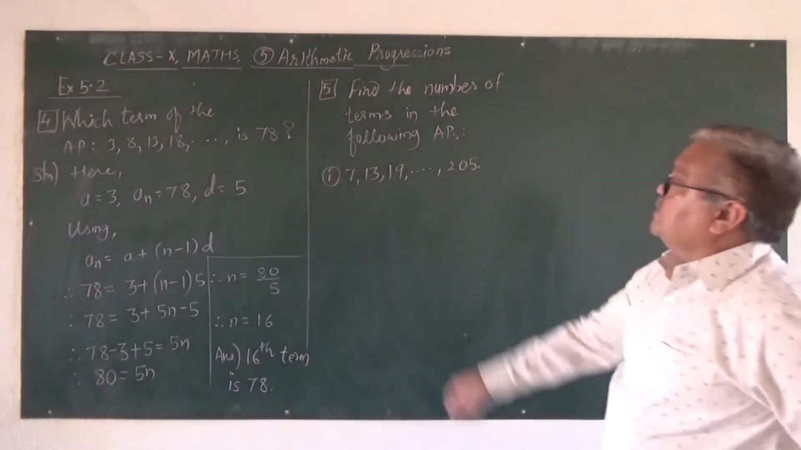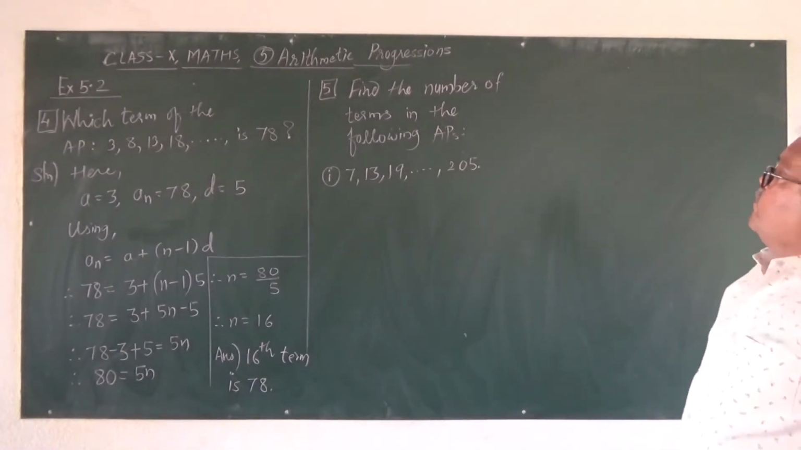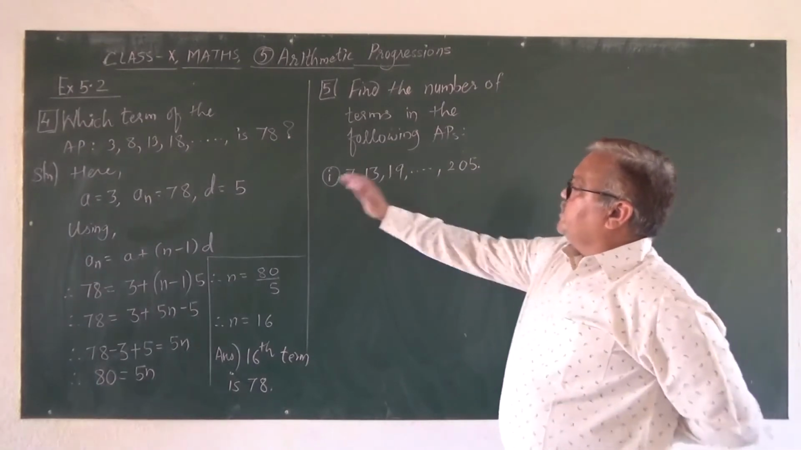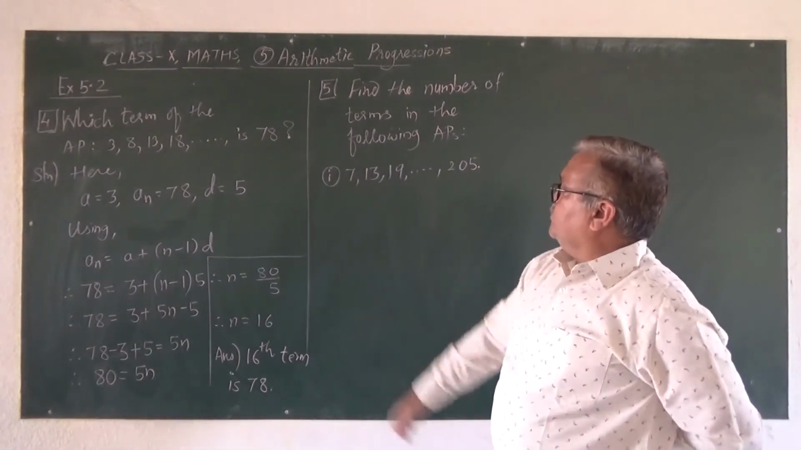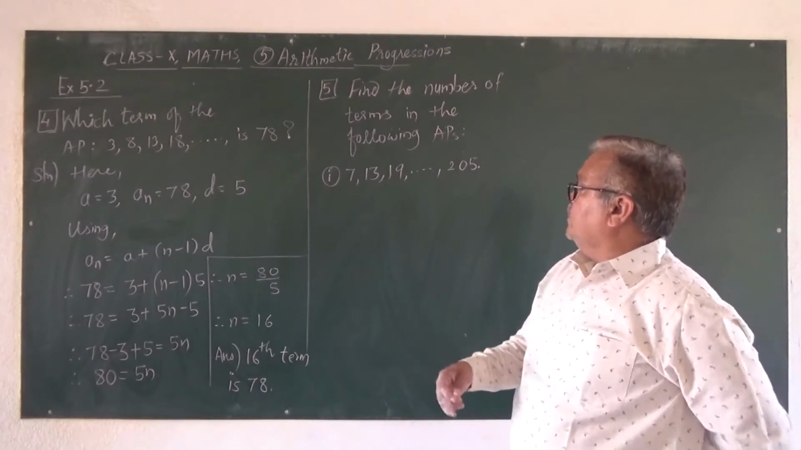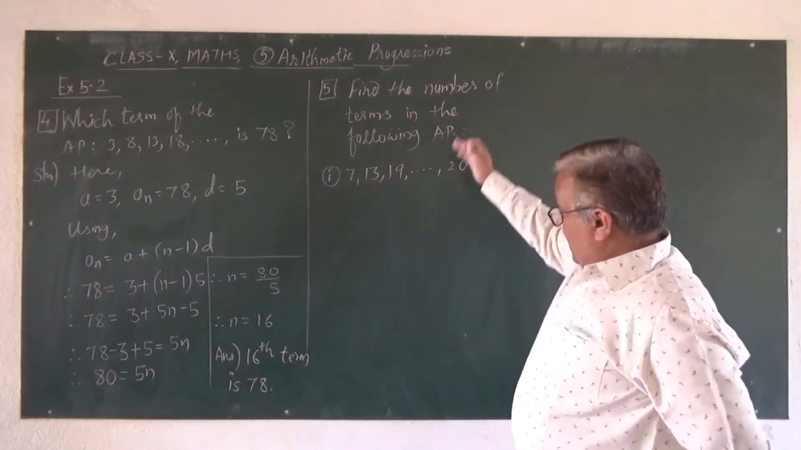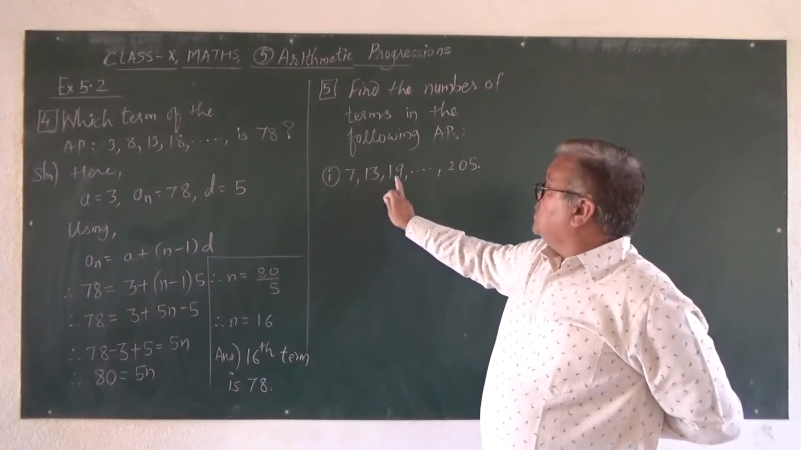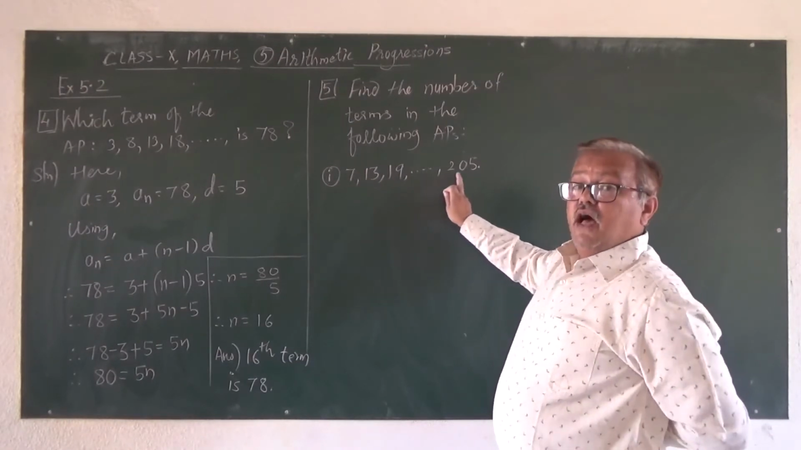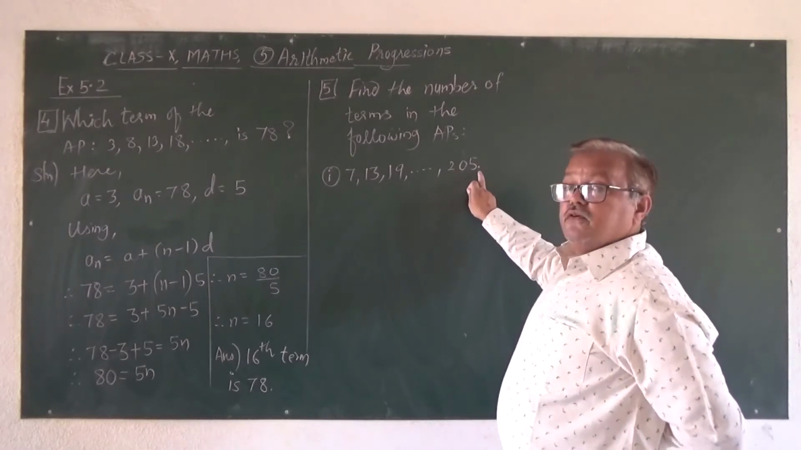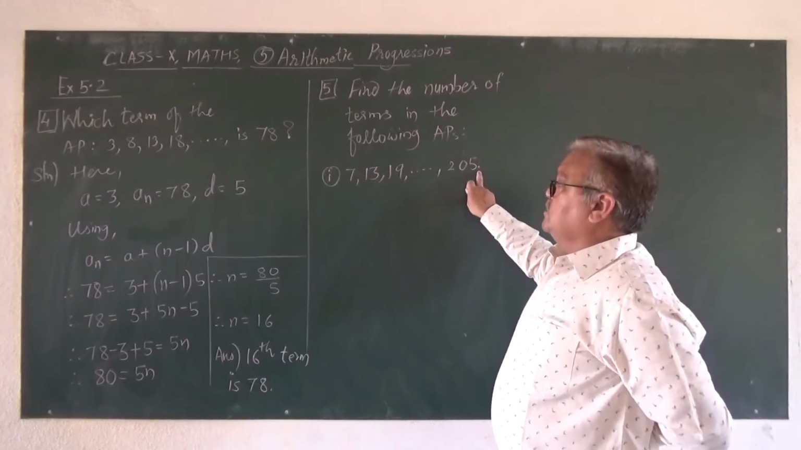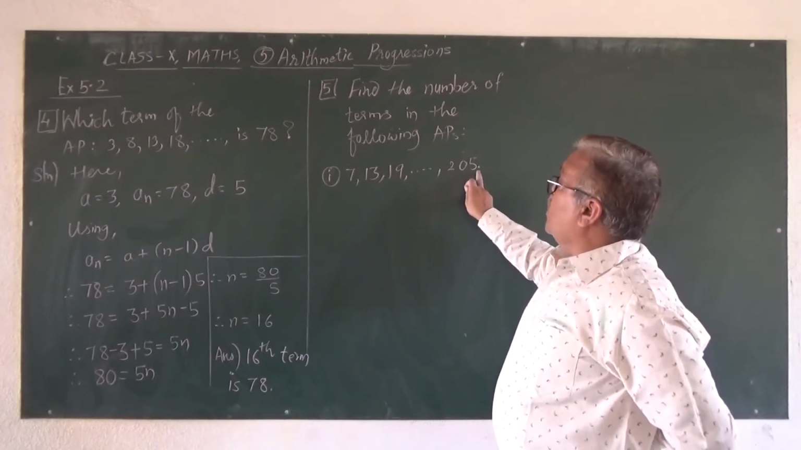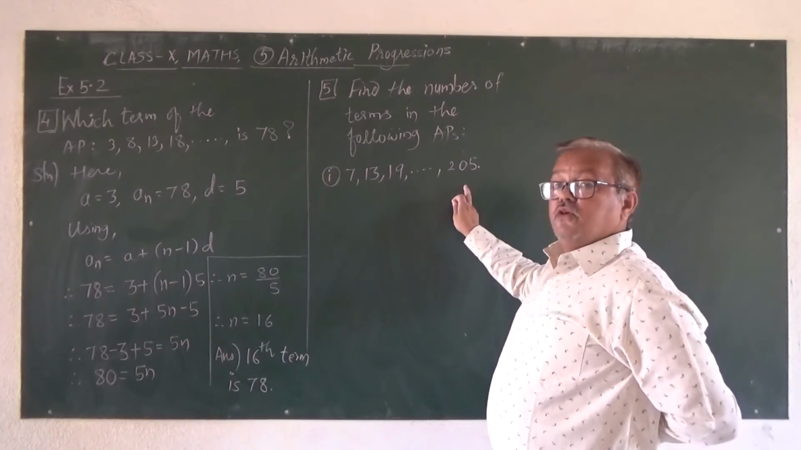Another type of question. Question number 5. Find the number of terms in the following APs. This is different from this. Here there are two sub-questions. First sub-question I am taking here. This is an AP where first term is 7, second term is 13, third term is 19, and the last term 205. So you know the last term. Find the number of terms in the following AP. So how many terms are there? Total terms you have to find.